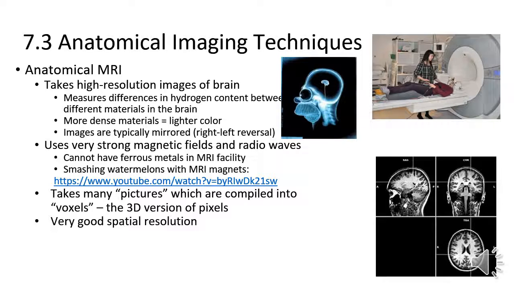MRIs take a lot of pictures, so like slices of the brain, sort of take pictures of each slice of the brain, left to right and then up to down, and this creates voxels, which are like 3D versions of pixels of the brain. So anatomical MRI has very good spatial resolution, the best spatial resolution of the methods that we're talking about today.